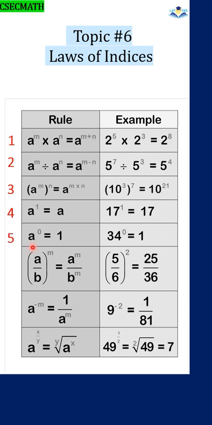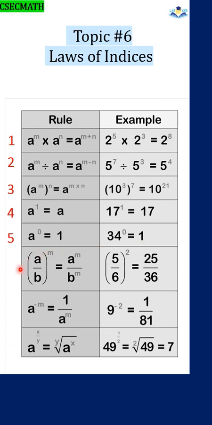Rule number 5. Any non-zero value raised to the power of 0 is 1. So here we have a letter raised to the power of 0, the value is 1. Here we have a number, which is 34, raised to the power of 0, and the answer is 1. Now notice I said any non-zero value raised to the power of 0 is 1, because 0 raised to the power of 0 is undefined.